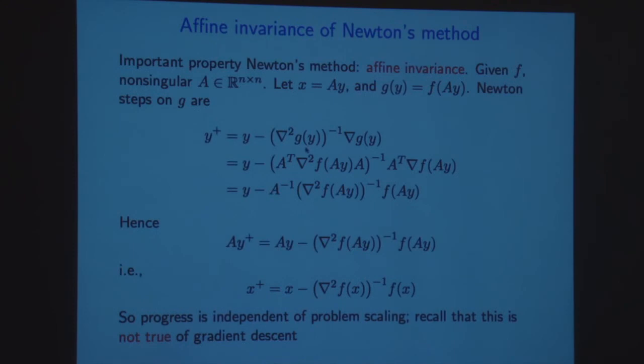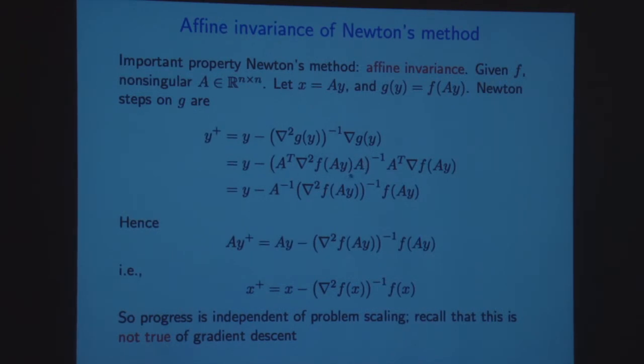Remember that g is f of Ay, so the chain rule tells me that the Hessian of g at y is just equal to A transpose, the Hessian of f evaluated at Ay, times A. And the chain rule also tells me that the gradient of g at y is just A transpose the gradient of f at Ay.